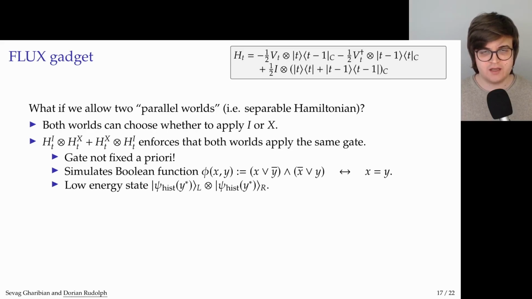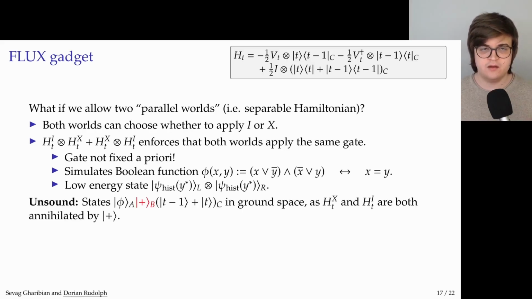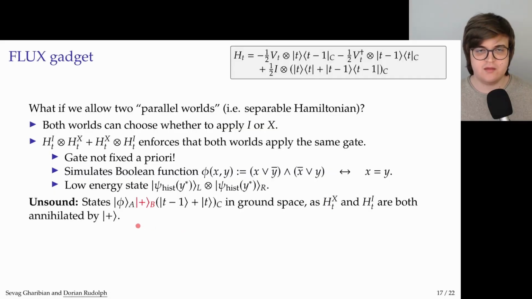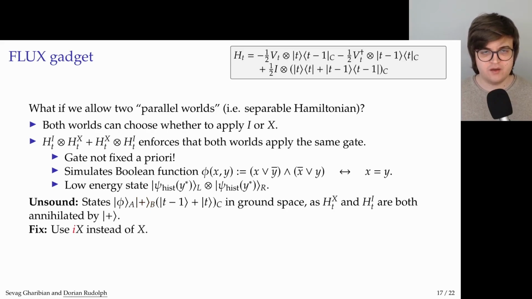The low energy state is now supposed to be the tensor product of two history states for an optimal proof Y star. But this is unsound, as states of this form here are in the ground space, as both HTX and HTI are annihilated by the plus state since it is invariant under both X and I. The fix is to use IX instead of X, which is a non-trivial insight.